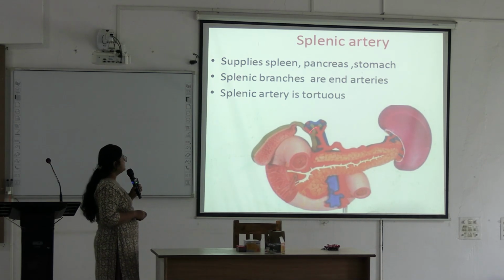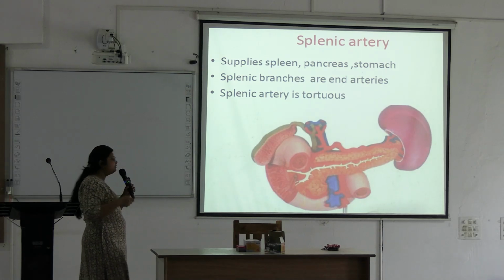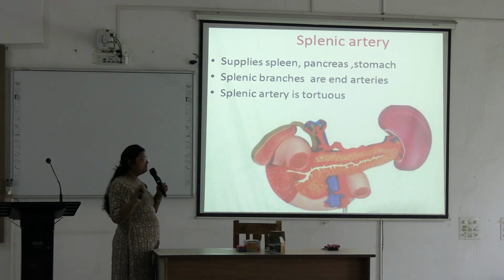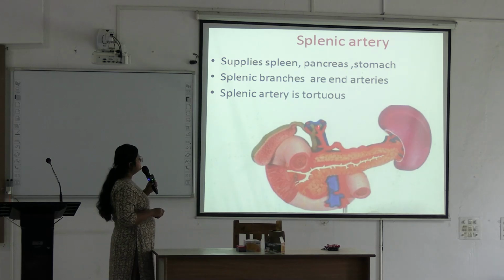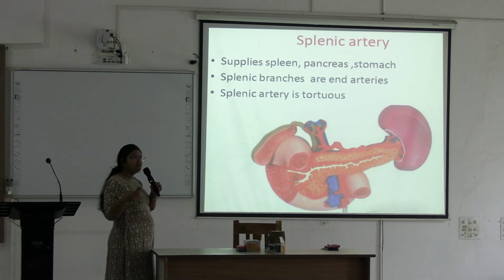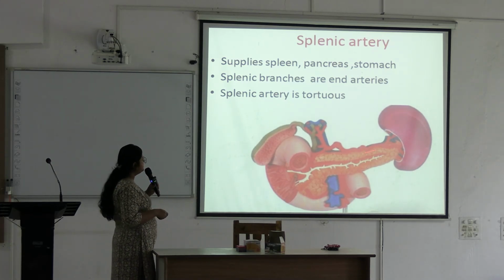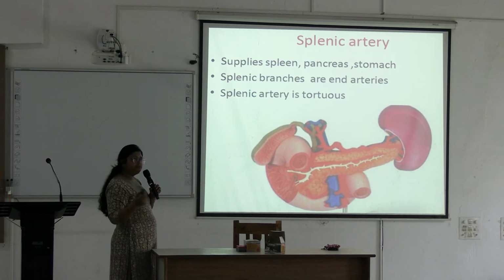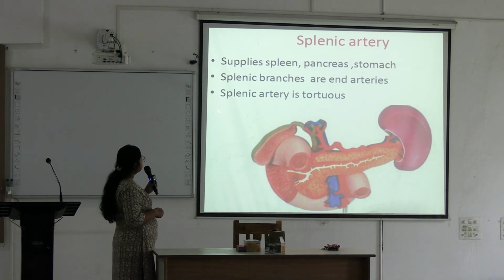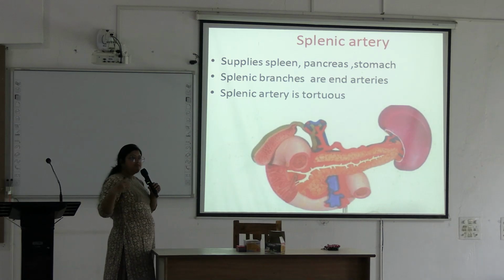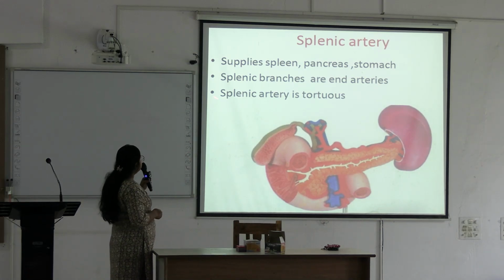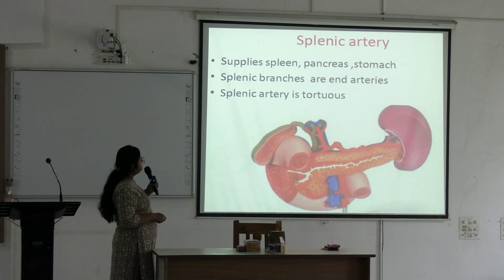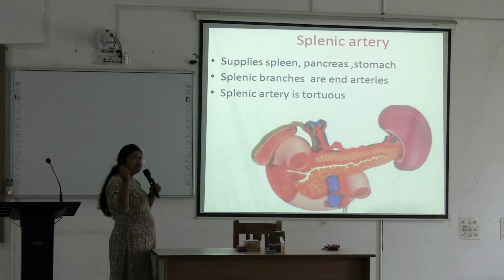So this is the splenic artery coming out from the celiac trunk, one of the three branches of the celiac trunk, and it passes towards the left along the upper margin of the pancreas and then enters the spleen through the splenic hilum, giving some segmental branches first. The splenic artery's branches are end arteries, and it is a tortuous artery that supplies the spleen, giving some branches to the pancreas and also some branches to the stomach.